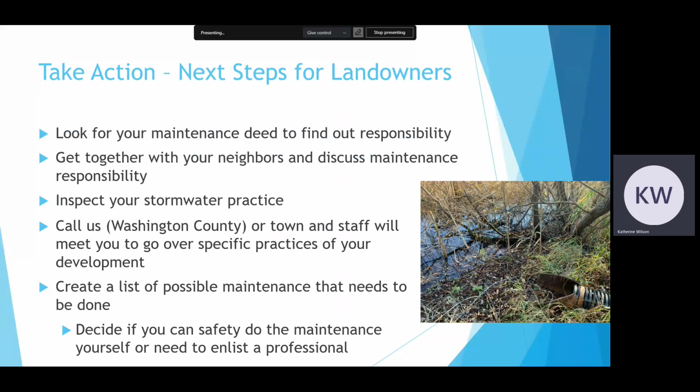Next, get together with your neighbors and have a discussion about these practices. Go out and inspect your stormwater practice. Find out, where is it? Have you ever looked at it before? Have you inspected it? If you are not sure about the details of a specific practice or have questions about the various aspects of maintenance, you can always call us or your local municipality, and staff will meet you to go over the specific practices in your development and talk over any questions you have.